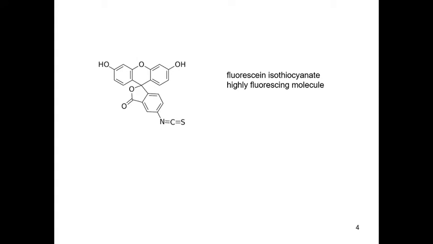This is an example of fluorescein isothiocyanate, where we can say that this particular molecule is a highly fluorescing molecule because its phi is almost approaching 1. So the first one is quantum yield or quantum efficiency.